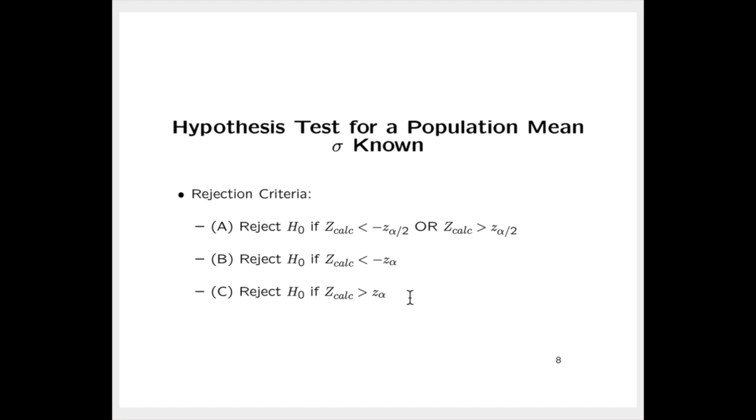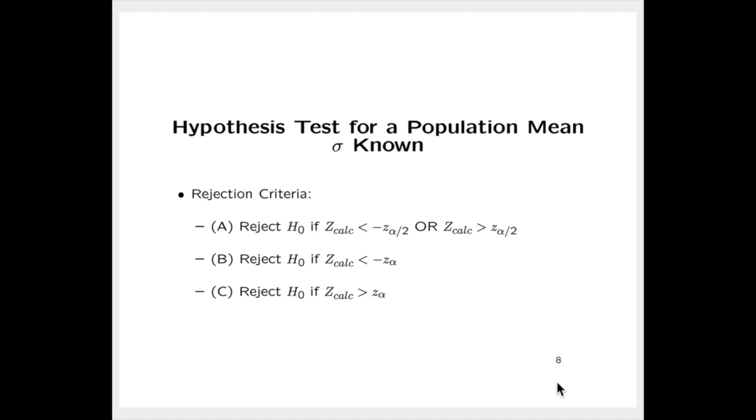And then finally, if we're performing a right-tailed test, that is hypothesis test C, then we're going to reject the null hypothesis for large values of our test statistic z-calc. In particular, if z-calc is greater than z sub alpha. So these are the components of the hypothesis test that we need to set up and utilize.